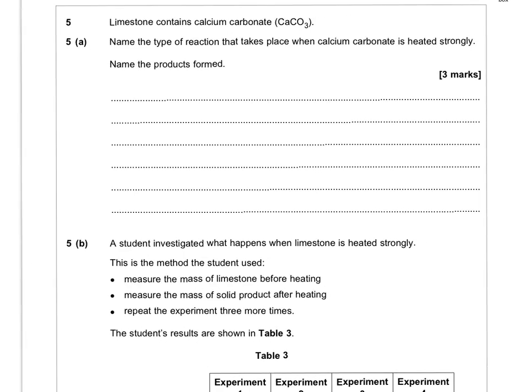Question 5, limestone. Contains calcium carbonate, which we all know. Again, they're providing us with a lot of information in these questions. Name the type of reaction that takes place when calcium carbonate is heated strongly. Name the products formed. Okay, so we're going to get 3 marks here for 3 separate things, essentially. So a lot of marks, not a lot to write. Sometimes the space is deceptive, so we need to name the type of reaction, and product 1 and product 2.